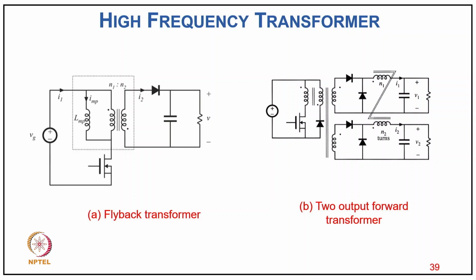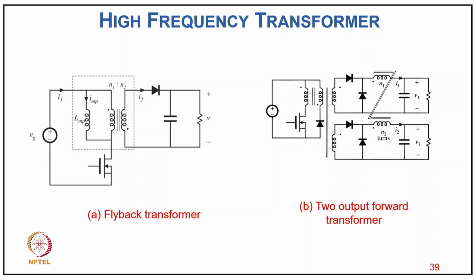A typical example of a high frequency transformer used in power supplies is the flyback DC-DC converter with the flyback transformer. You apply DC, convert it to high frequency AC, and with the help of the flyback transformer you convert it into the appropriate voltage and rectify to get DC. So it's virtually an isolated DC-DC converter.